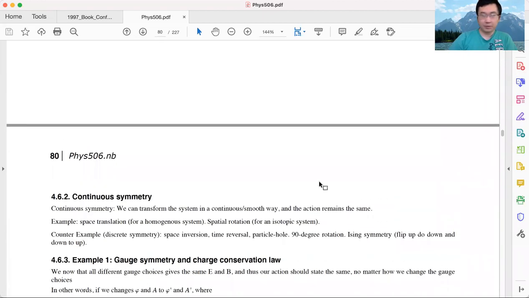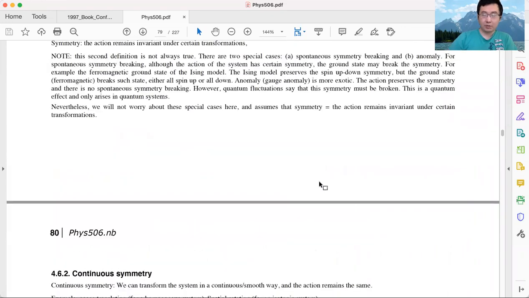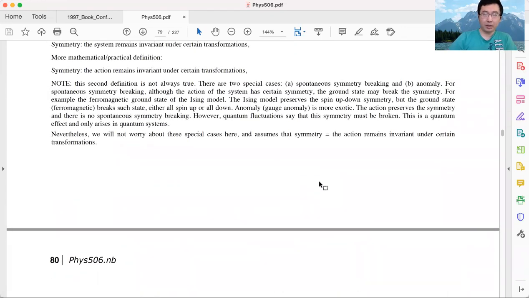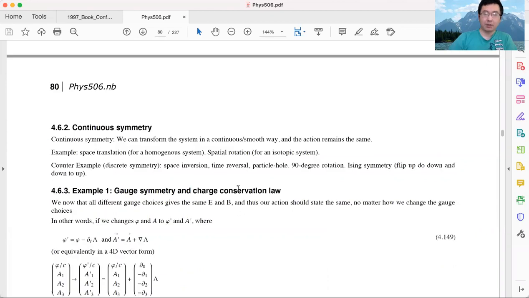Good morning, everyone. Today we will continue our discussion about Noether's theorem. In the previous lecture, we showed two examples of the relation between symmetry and the conservation law.